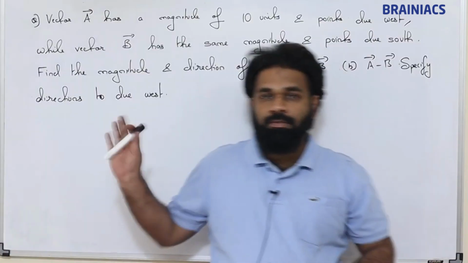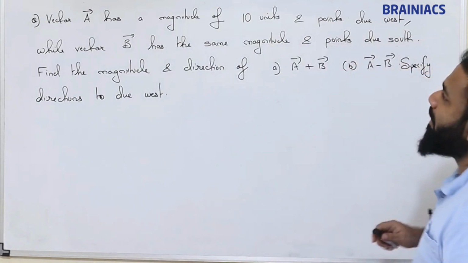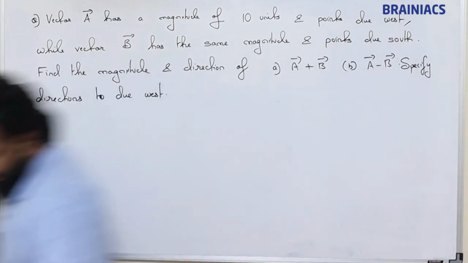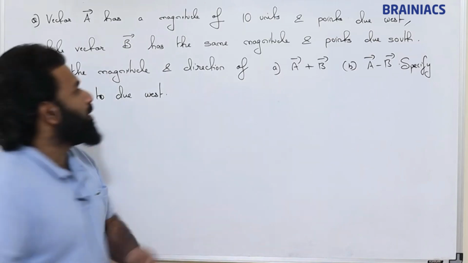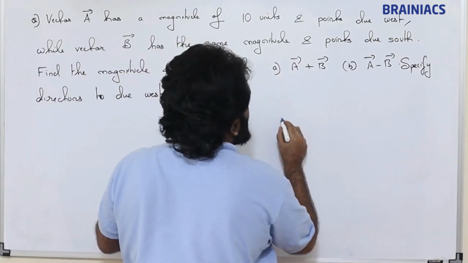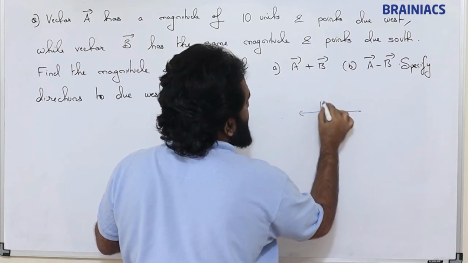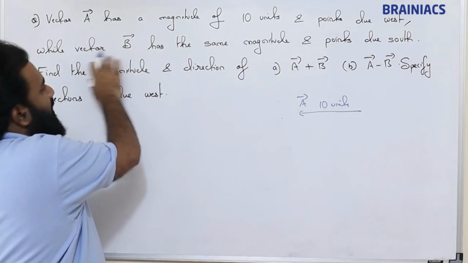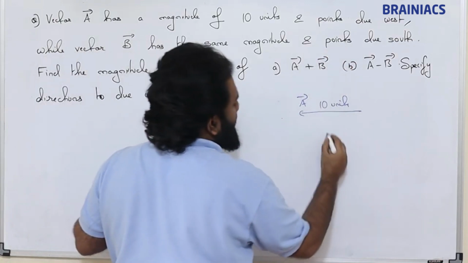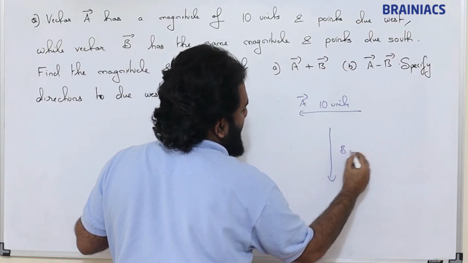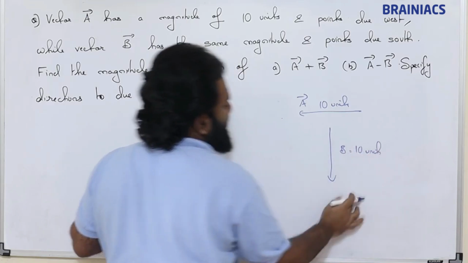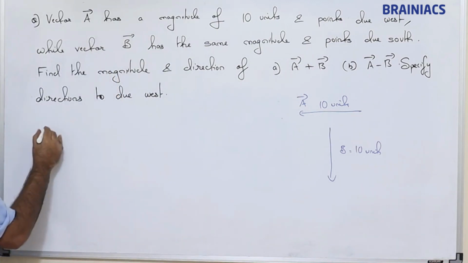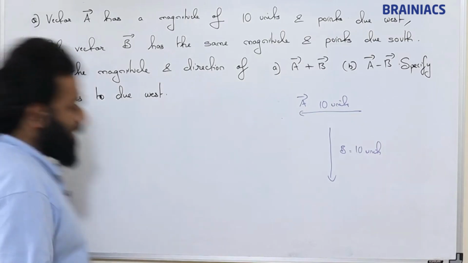Clear? See this question. Vector A has a magnitude of 10 units and points due west. Okay, so this is vector A. And vector B has the same magnitude and points towards south. Okay, this is vector B, 10 units, and this is pointing due south. Find the magnitude and direction of A plus B.